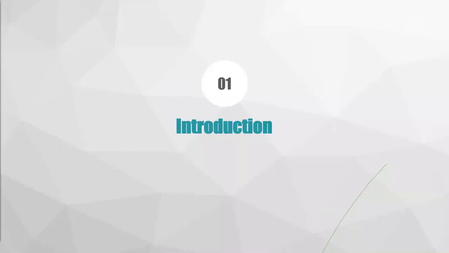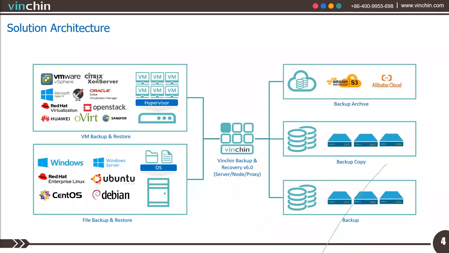Let's take a quick look at the Vinchin backup and recovery solution. Here's a sketch of the Vinchin backup and recovery solution. As you can see, compared to our previous solution architecture, there are some new elements that have been added in this new architecture. For virtual machine backup and recovery, we have added some new virtual platform support.